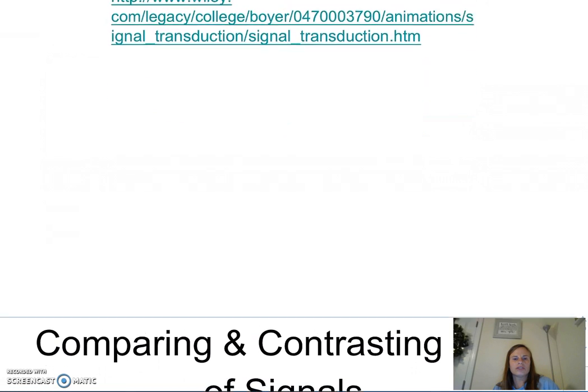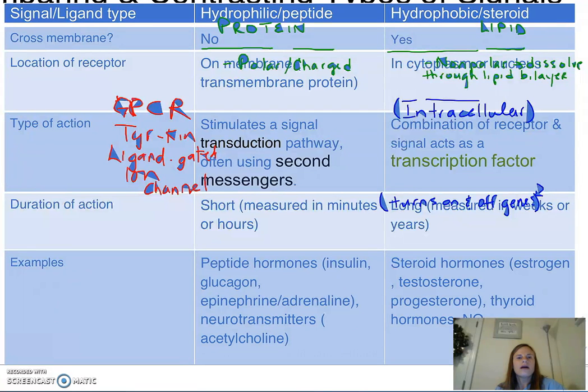So now we're going to compare and contrast different types of signals. Signals or ligands can fall into two categories. They're either hydrophilic or hydrophobic. So hydrophilic signals are your peptide signals, your protein signals, whereas hydrophobic signals are your steroid signals or your lipid signals. Hydrophilic signals cannot cross the membrane. They are charged, they are polar, therefore they cannot cross the membrane. On the other hand, my hydrophobic ligands or signals, my steroid signals, are able to pass through the plasma membrane. They are able to pass through that lipid bilayer.